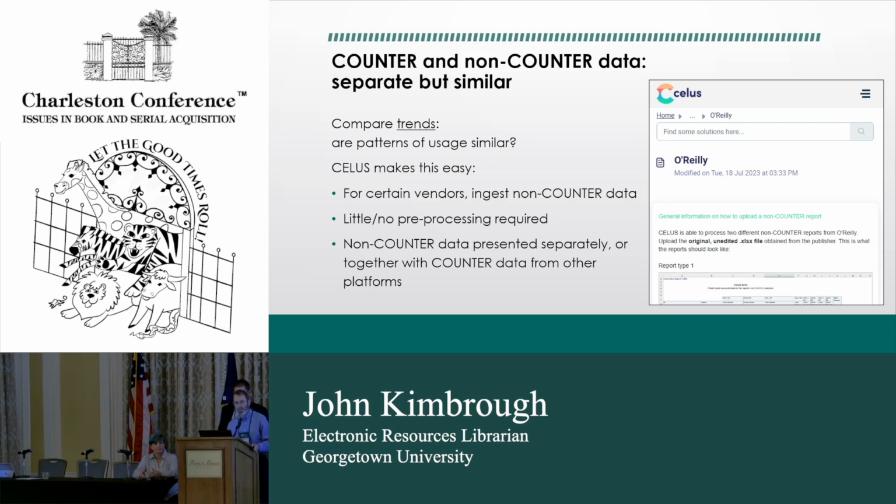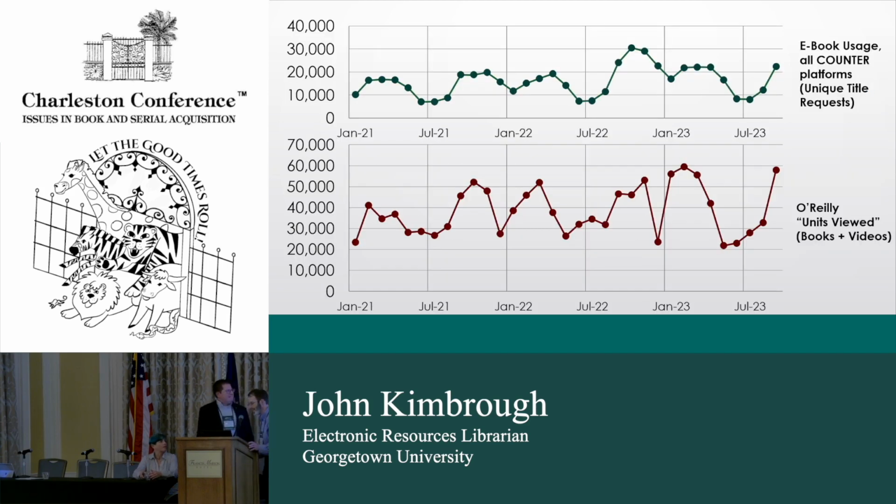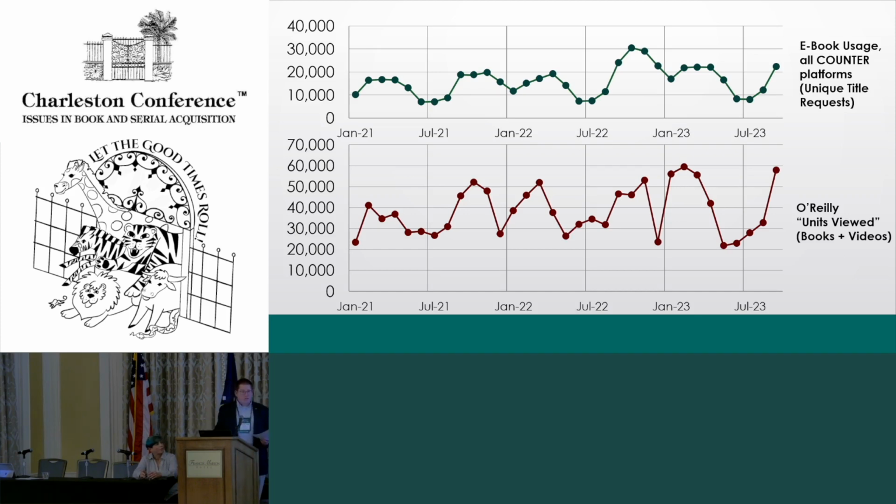And here is a graph that may not be visible in the back, but shows some of the trend analysis that we're talking about. So as John mentioned, while we're not going to add those numbers together, we're not going to mash the COUNTER data together with the non-COUNTER data, we can look at some of the trends across. So the top graph in teal shows our total ebook usage from our COUNTER platforms with unique title requests since January 2021. And the bottom graph shows our O'Reilly ebook and video usage over the same period. O'Reilly produces a non-COUNTER report of units viewed. Don't look at the values because they're very, very different.